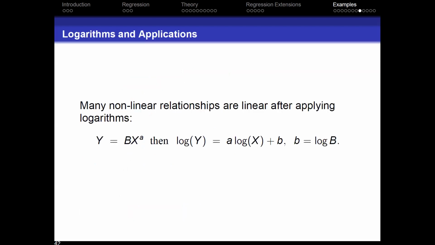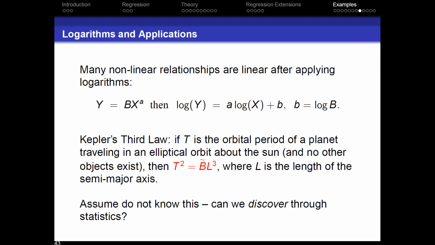Okay, so as we've mentioned before, a lot of relationships are nonlinear. If I have y equals bx to the a, if we take logarithms, we can linearize things. So one of my favorite examples is Kepler's third law. The first law is planets travel in elliptical orbits with the sun at one of the foci. The second is they sweep out equal area in equal time. And the third is the square of the period, how long it takes to go around the sun, is proportional to the cube of the semi-major axis.